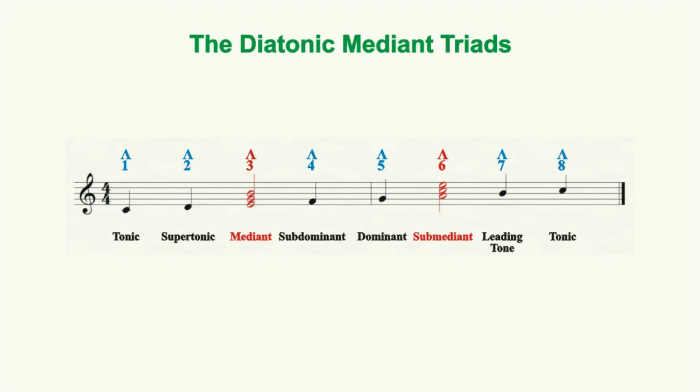Diatonic mediant chords are built above scale degrees 3 and 6 of any octave scale. They occur naturally within the key. Chromatic mediants are altered or non-diatonic mediant and submediant chords. They have been somehow changed.